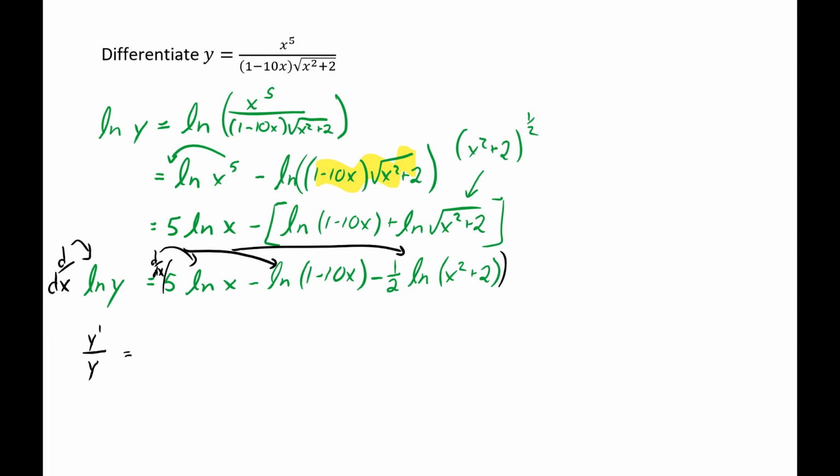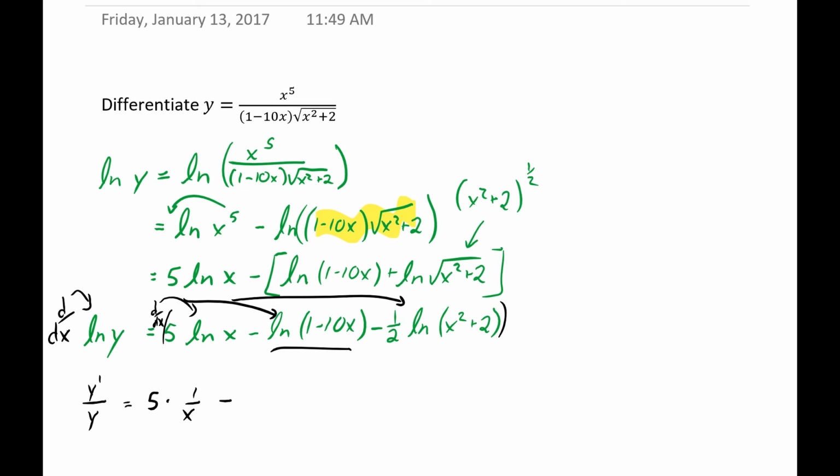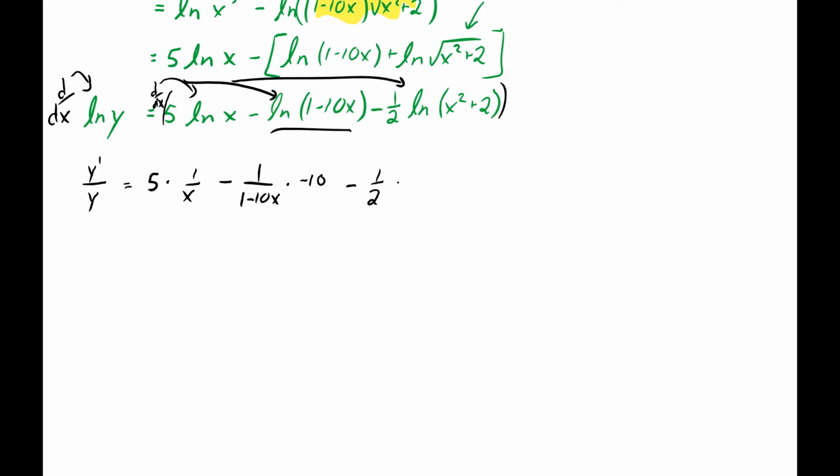All right, here we go. So this becomes 5 times 1 over x. Pulled out the constant. Derivative of natural log is 1 over x. Minus, here we have the chain rule. So that would be 1 over u, where u is our inside function, so 1 minus 10x, times the derivative of that inside function, so times negative 10. Then it's going to be minus 1/2 times the derivative of this guy, and again the chain rule, so 1 over x squared plus 2, our inside function, times the derivative of it, times 2x.